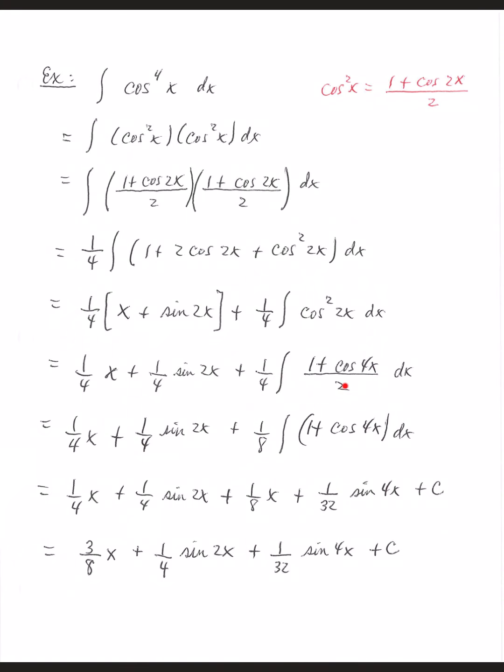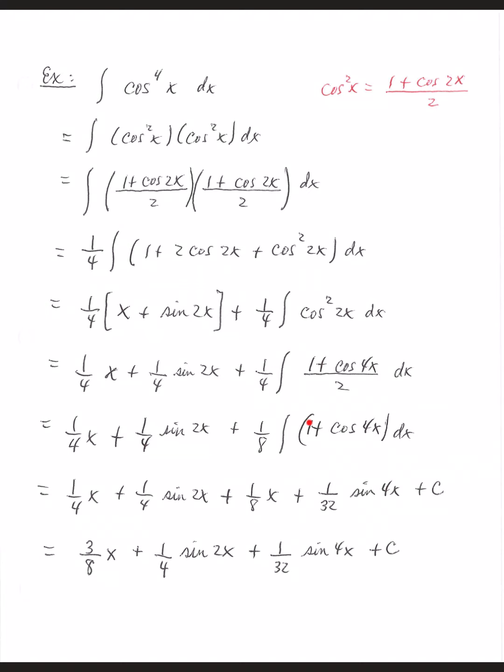Pulling out the half, or the 2 on bottom, gives us 1/8. Our numerator is still 1 plus cosine 4x dx. Everything in the front half of the problem has stayed the same. We've already finished it. It's getting this last integral.